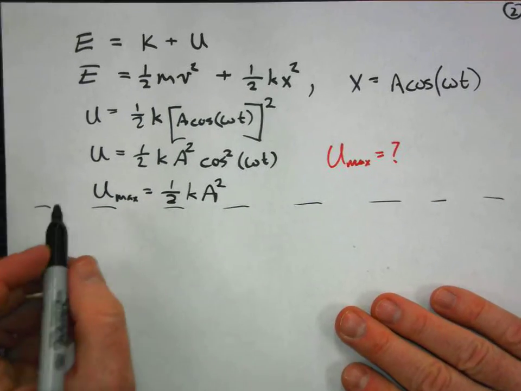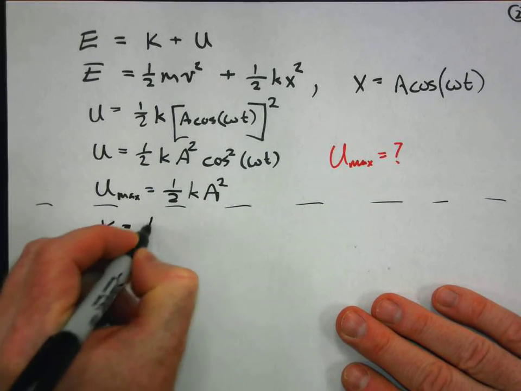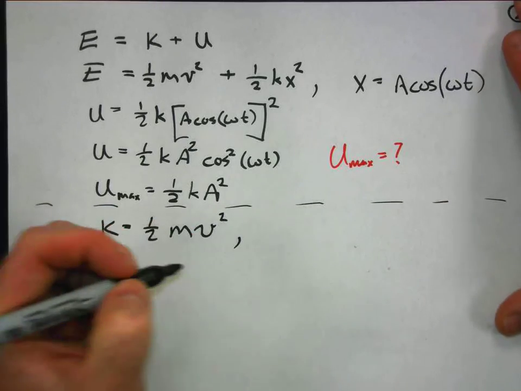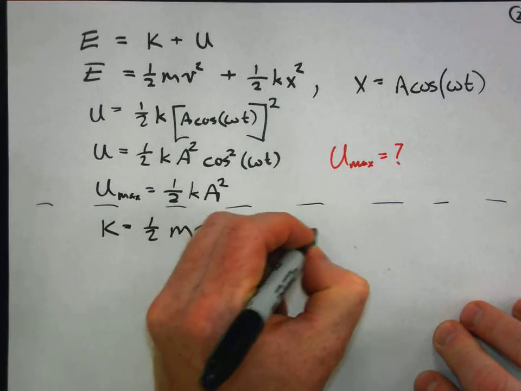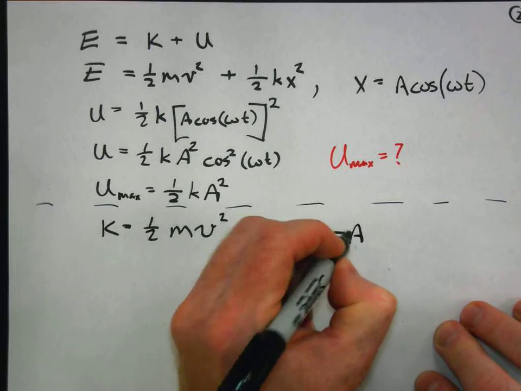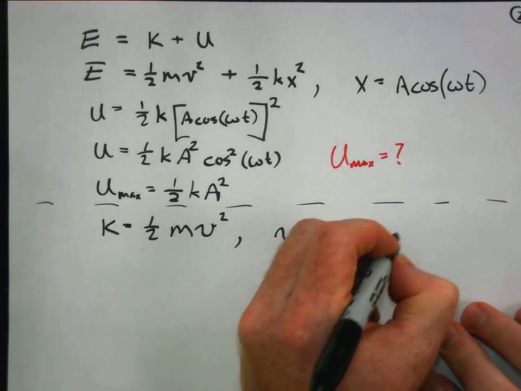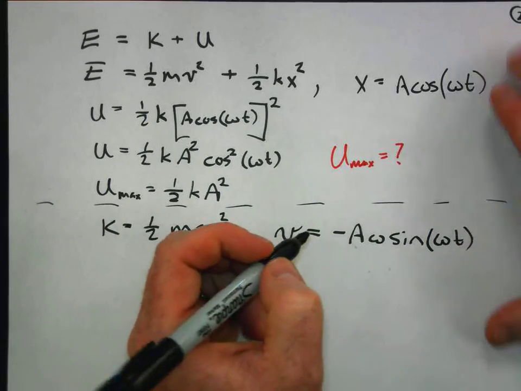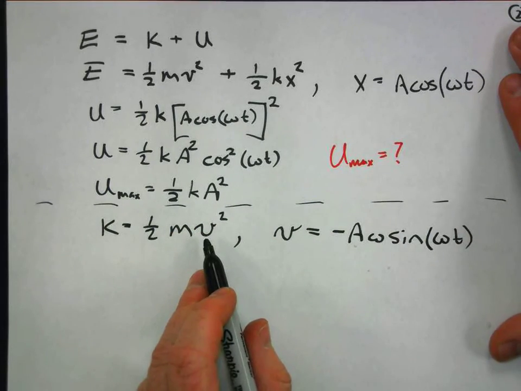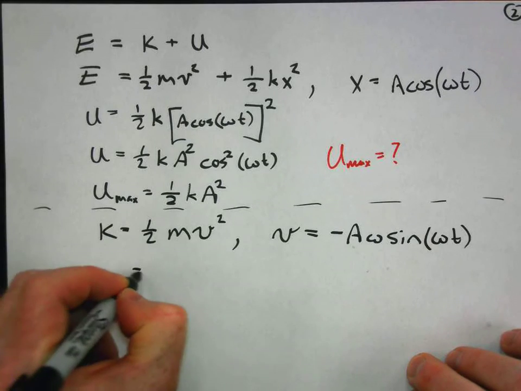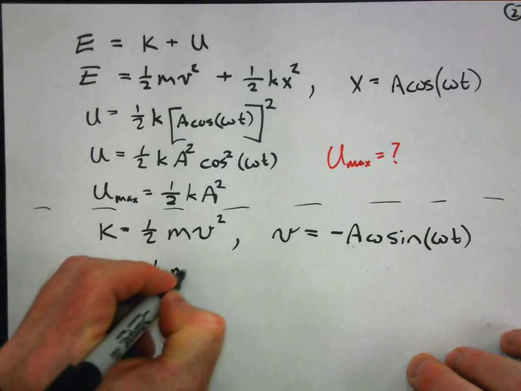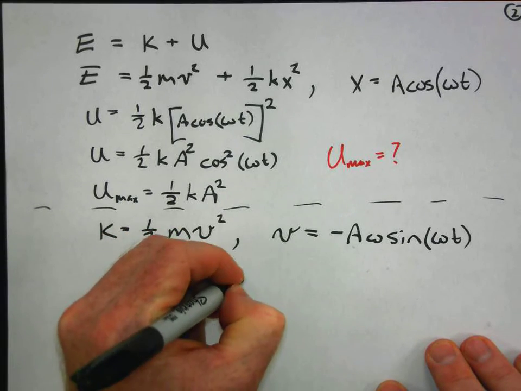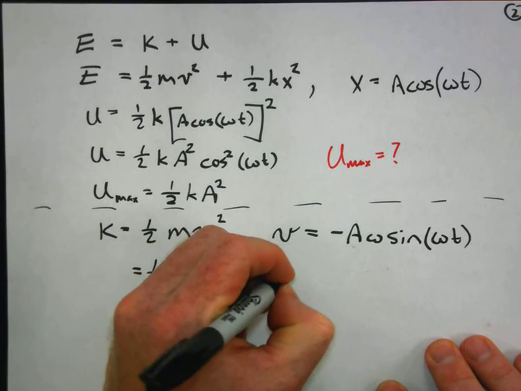And we can say, well, we know that kinetic energy is 1/2 mv squared, but we have an equation for velocity: negative amplitude times omega times sine of omega t. So we'll do a substitution here into that part of this equation. M, and we have our A omega sine of omega times time.